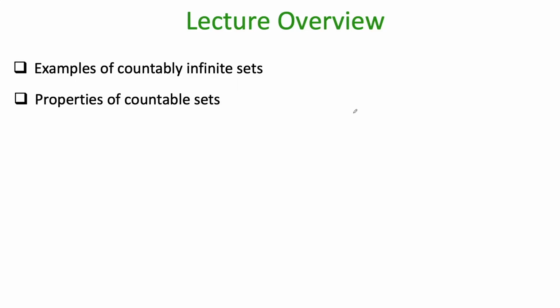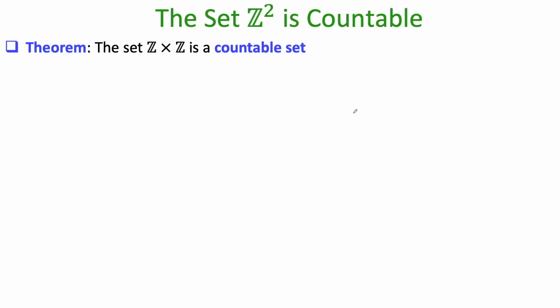So the plan for this lecture is as follows. We will see several examples of countably infinite sets, and we will also discuss some properties of countable sets, specifically in the context of infinite sets. We first prove that the Cartesian product of the set of integers is a countable set. Again, this might look very non-intuitive.